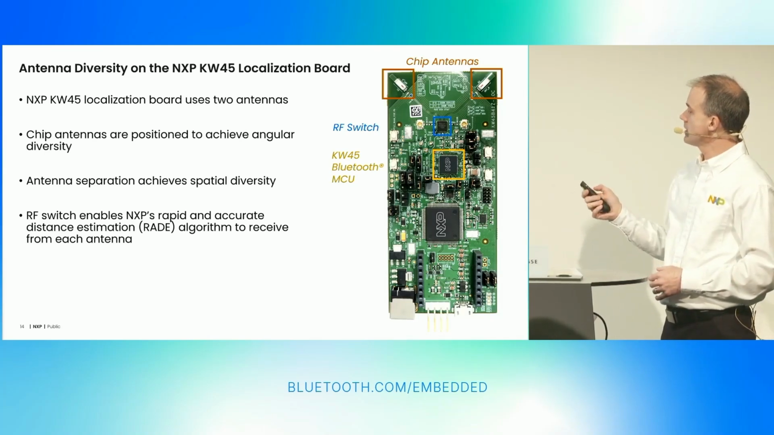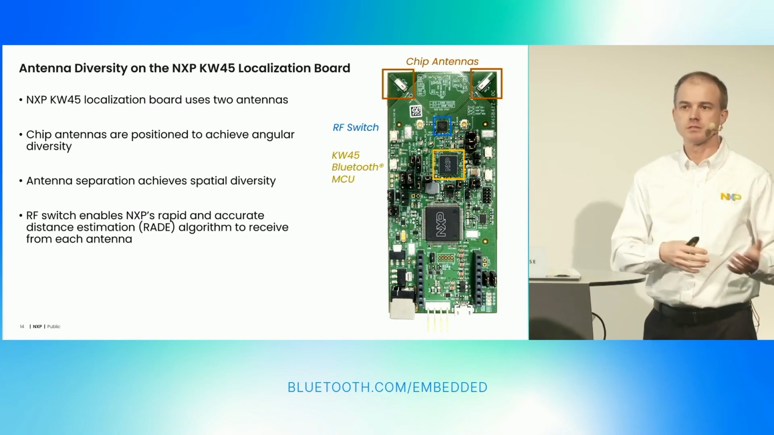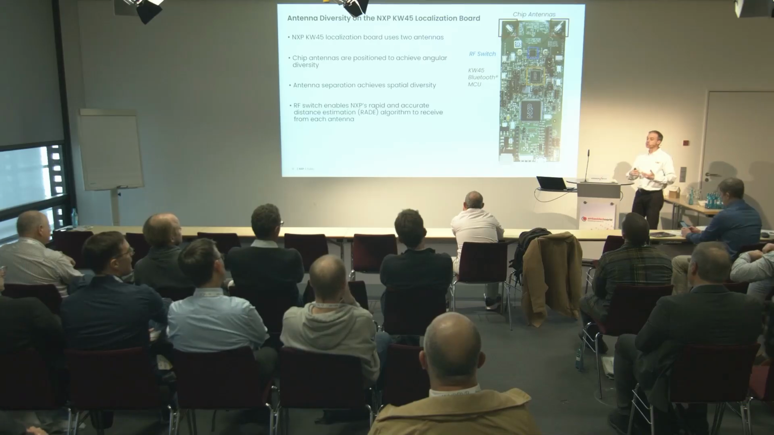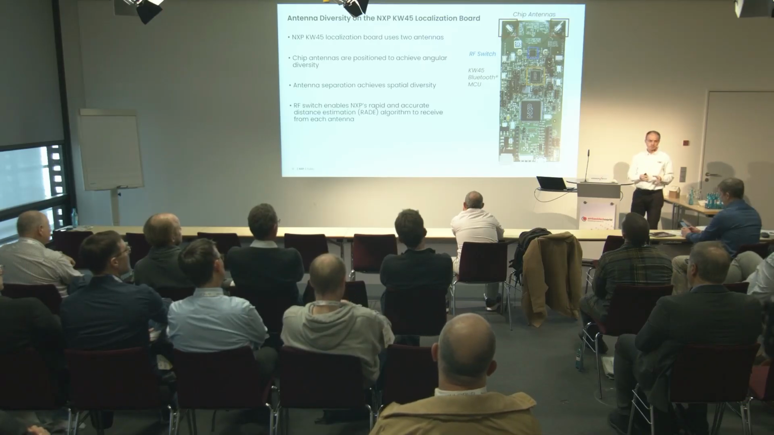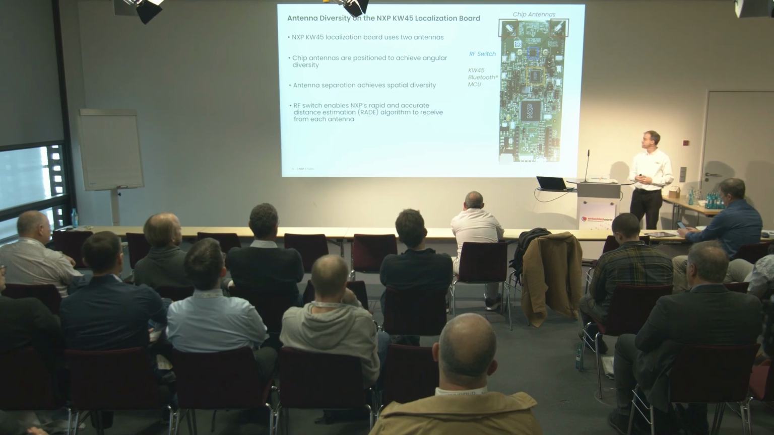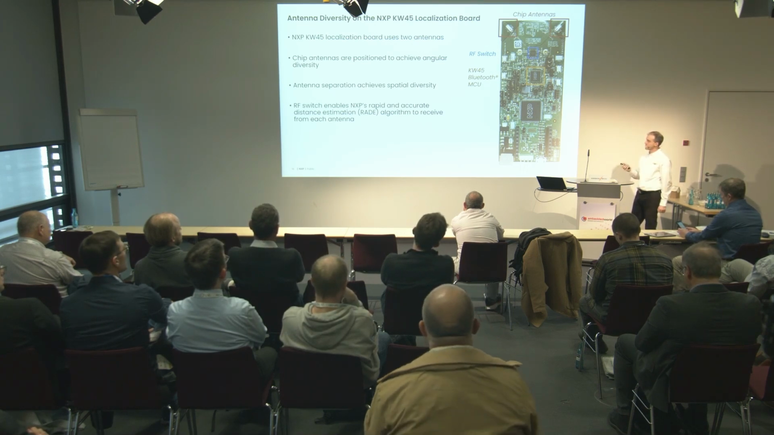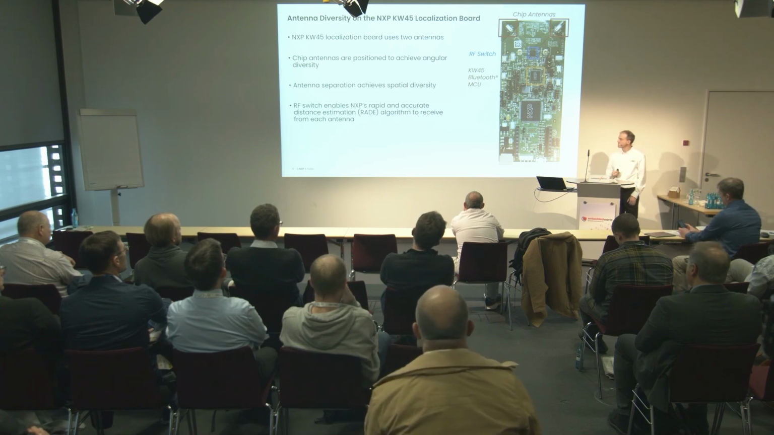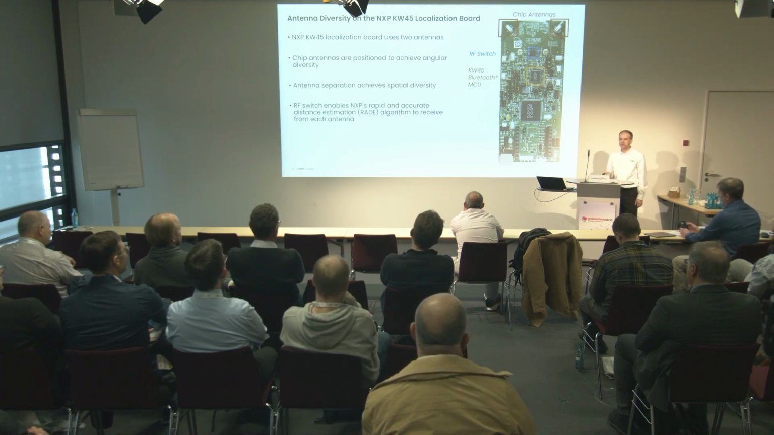And then finally, the last piece is, as Damien mentioned, the Bluetooth channel sounding spec doesn't provide an algorithm. So the algorithm that's running to take the measurements and turn them into a distance number has to be able to use multiple antenna information. And so on our device, we include an algorithm from NXP called the Rapid and Accurate Distance Estimation. It's very cleverly named, or RAID. And RAID takes multiple antenna information and combines that into a distance measurement.